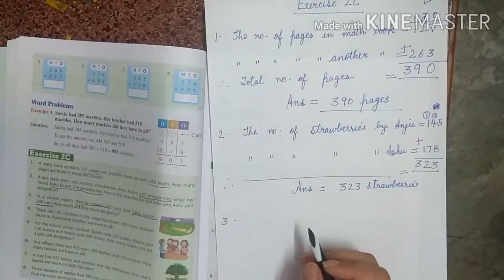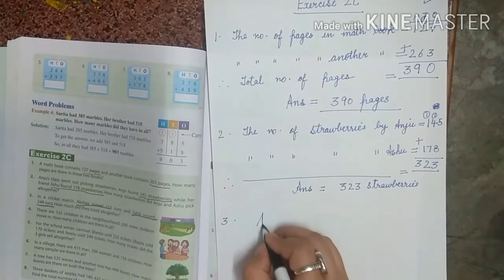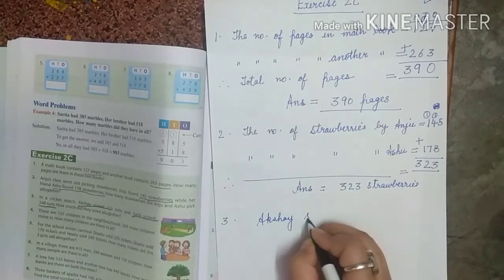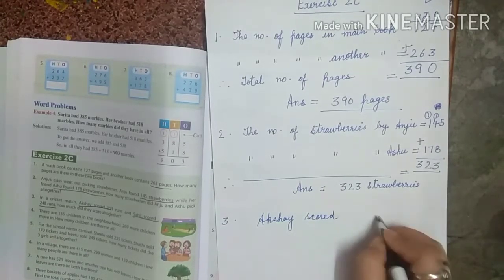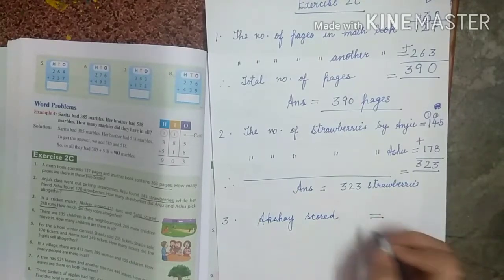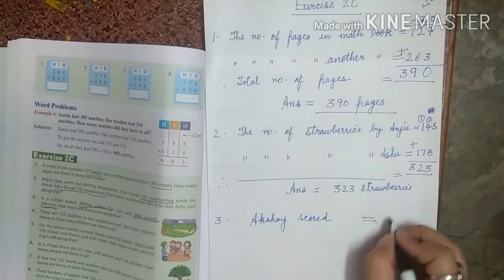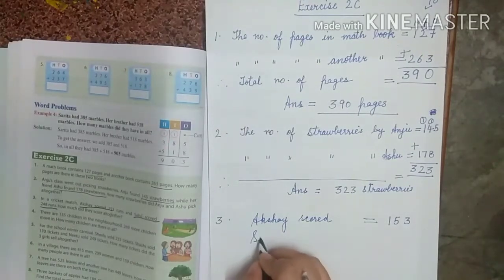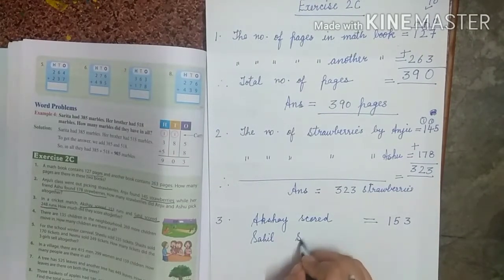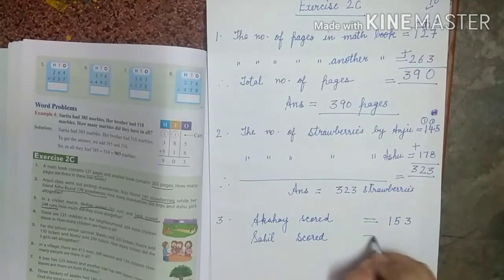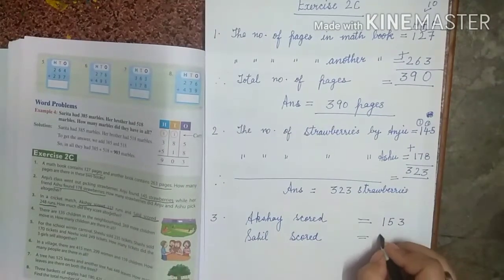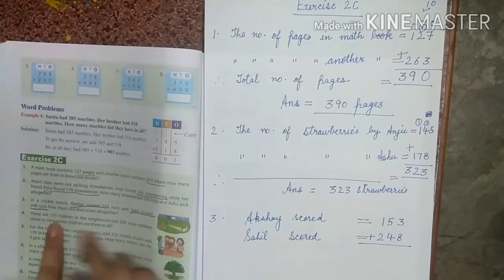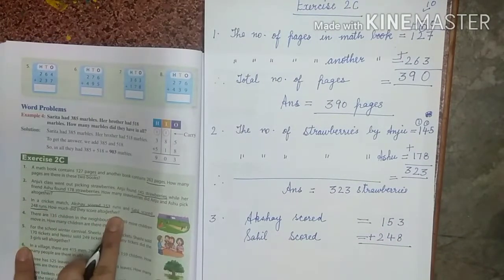So Akshay scored how many runs? Just now I'm writing very roughly. Akshay scored 153 runs. Okay. And Sahil scored how many runs? That is 248 runs. Okay. Now, what is the question? How much did they score altogether?